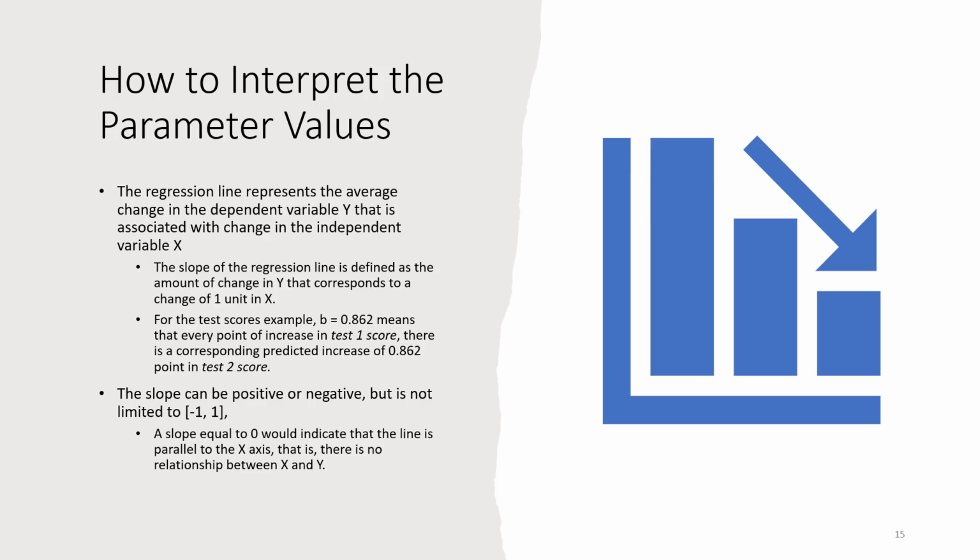The sign of the slope indicates a positive or negative relation, but unlike the correlation, the value is not limited to -1 to +1. A slope equal to 0 would indicate that the line is parallel to the x-axis. That is, there is no relationship between x and y. The regression constant is simply the predicted y value when x is 0.